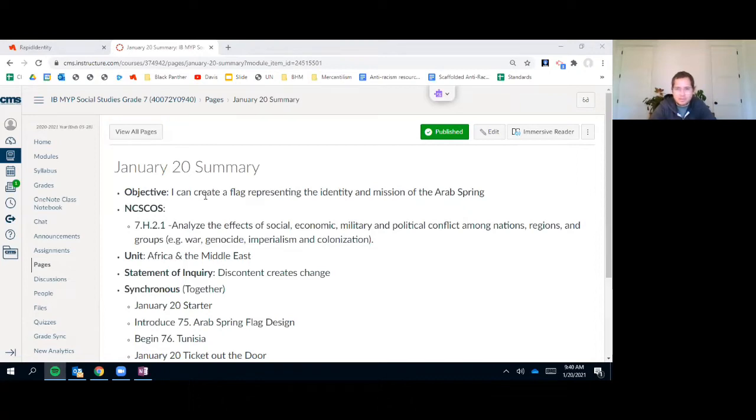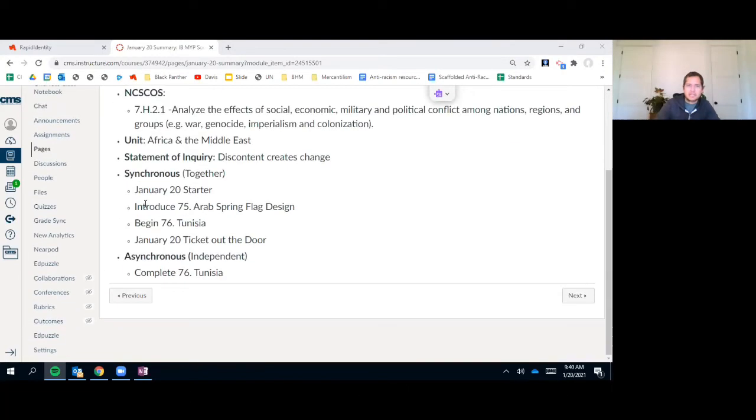North Carolina Standard Course of Study: we're going to analyze the effects of social, economic, military, and political conflict among nations, regions, and groups. Unit's going to be the same, Africa and the Middle East, and discontent creates change, our statement of inquiry. So take a look here, synchronous work. We did the starter, okay, should be done with the starter. Again, that is formal, that is 5 points.